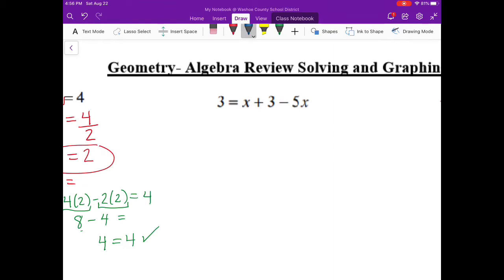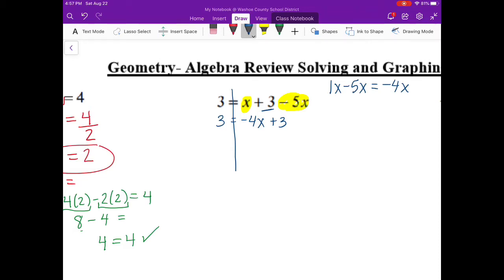All right, this one. So again, we want to try and combine any like terms that we have on the same side of the equation. So here I have x and a minus 5x, and I'm going to see if I can combine them. So using your calculator, what you're doing is 1 minus 5, okay? Because they're x's, so I'm just going to look at the numbers. So 1 minus 5 is negative 4, and that's going to be x's there. So I have a negative 4x, and then this plus 3 is still there. And on the other side of the equation, I still have a 3.